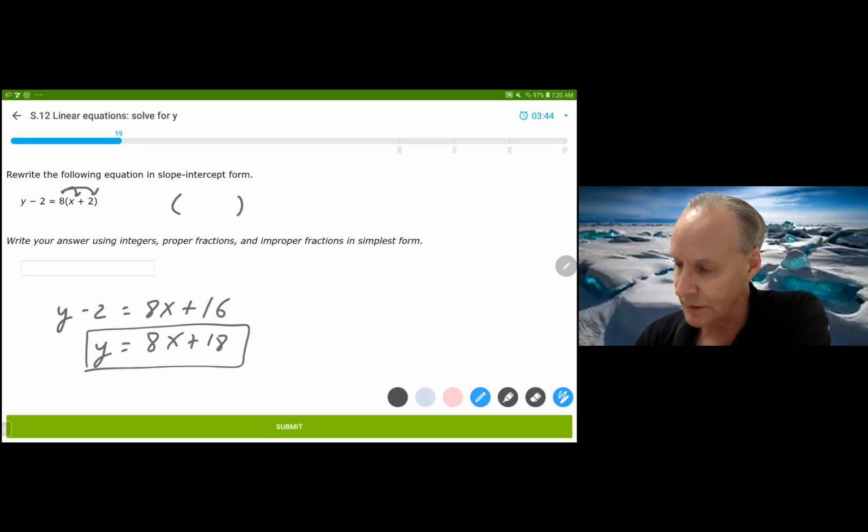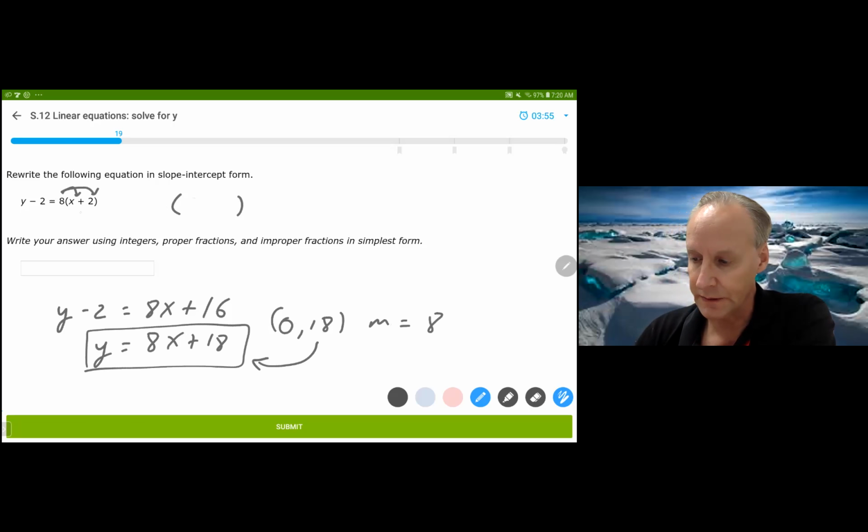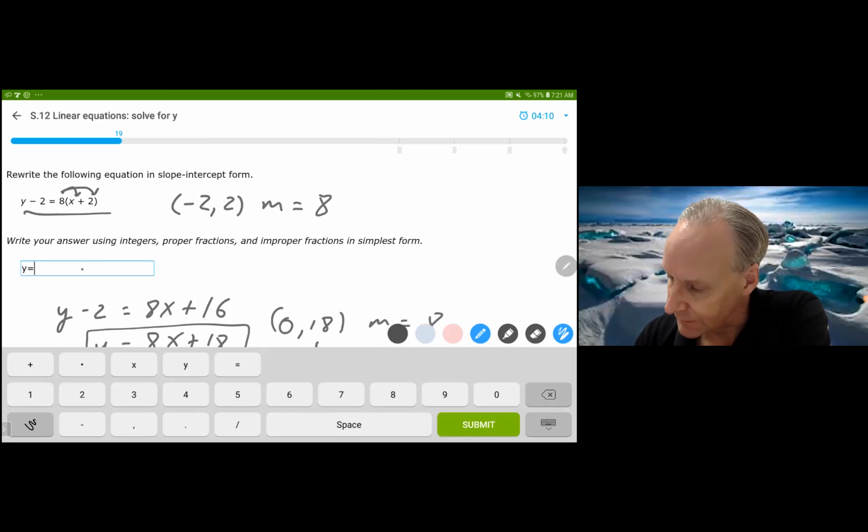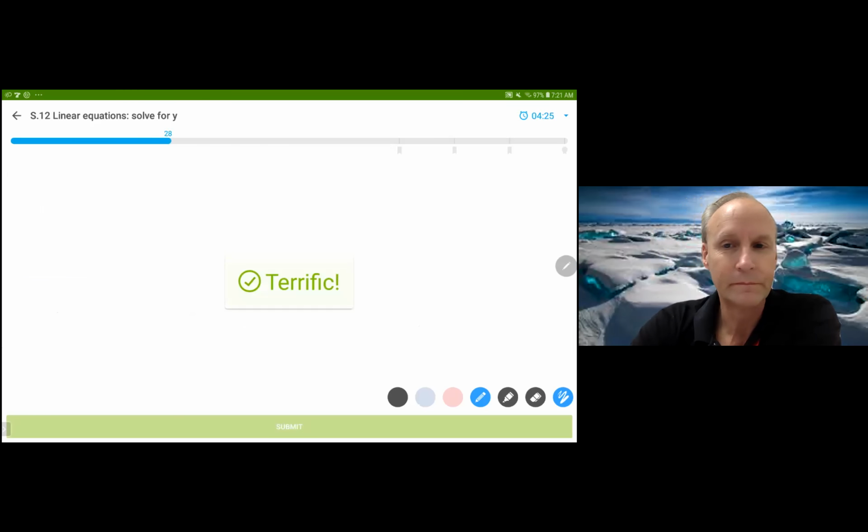So there's my equation. If you hopefully noticed that (0, 18) is the obvious solution to this one, that's the y-intercept, and a slope of 8. If you wanted the solution for the point slope form, it would be (-2, 2) with a slope of 8. Either one will be just as easy to graph for me. I'm going to put it in. Y equals positive 8x plus 18. And looks like we're done.